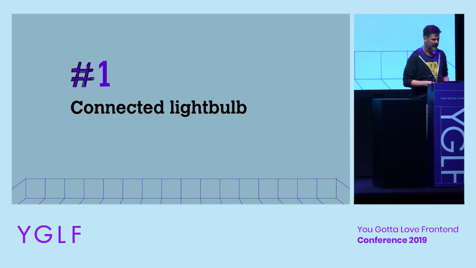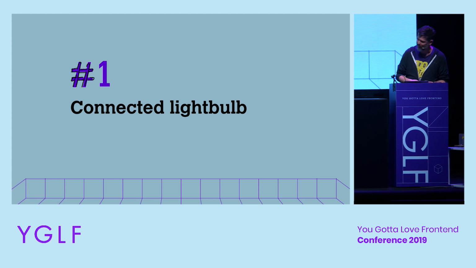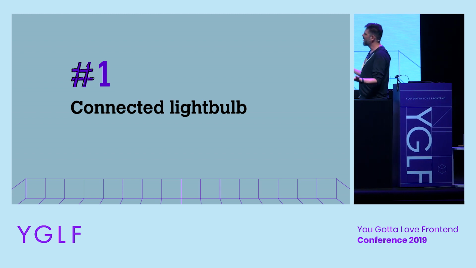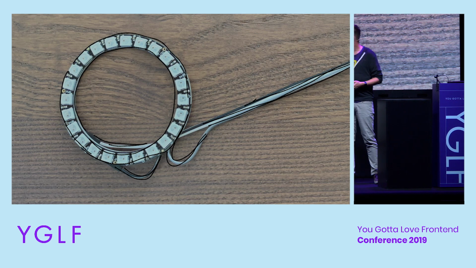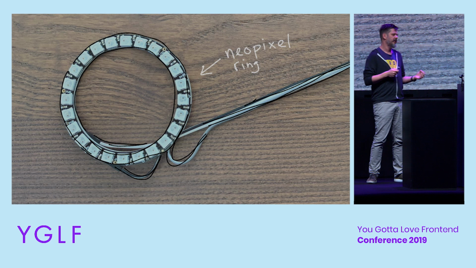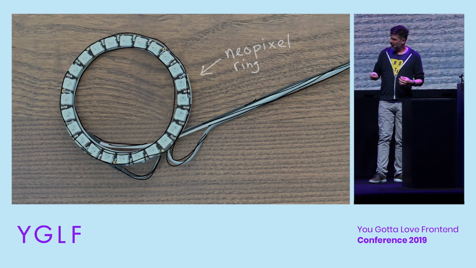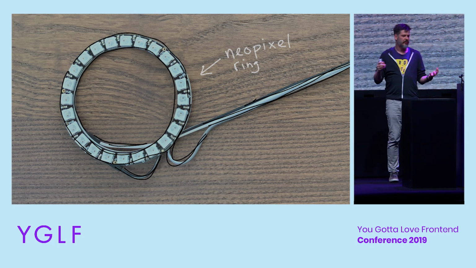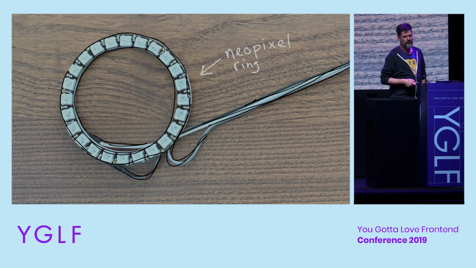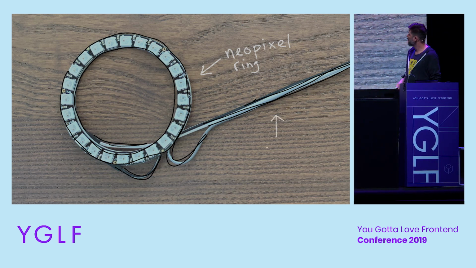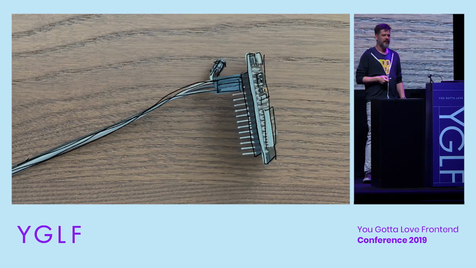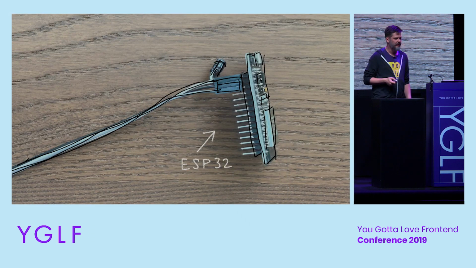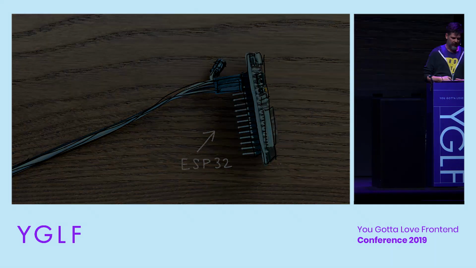The first example, a connected light bulb. So to create this, we need some LEDs. This is a NeoPixel ring. It has 24 individually addressable LEDs. And so you can change the color of each of these LEDs to a certain color. And you need wires, 3 of them: power, ground, and 1 for the data. And you need a microcontroller. This is an ESP32-based Node MCU. So I brought that with me.